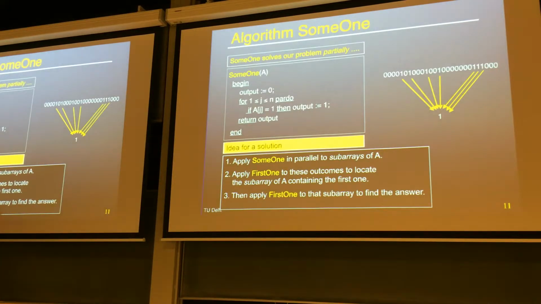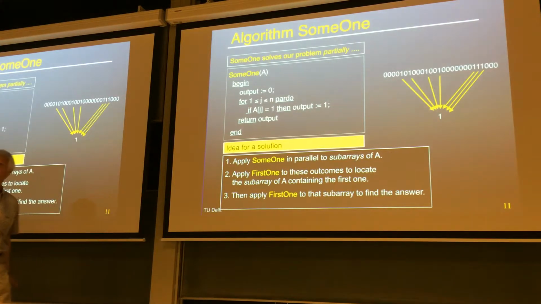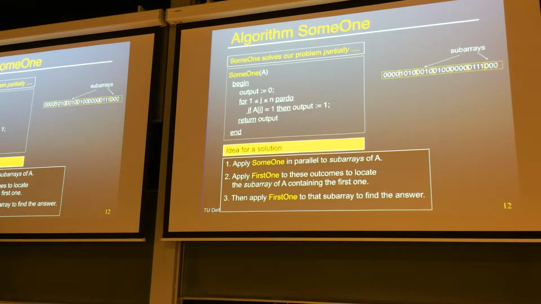And so the idea is we distribute powers, but not too much, to find an approximate location for the first one. And once we have found the approximate location, we apply full computational power to search locally for the first one.